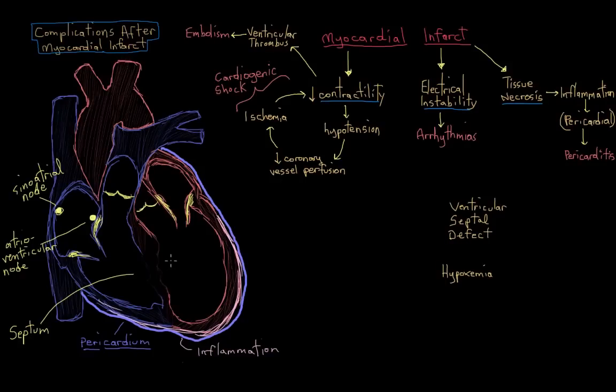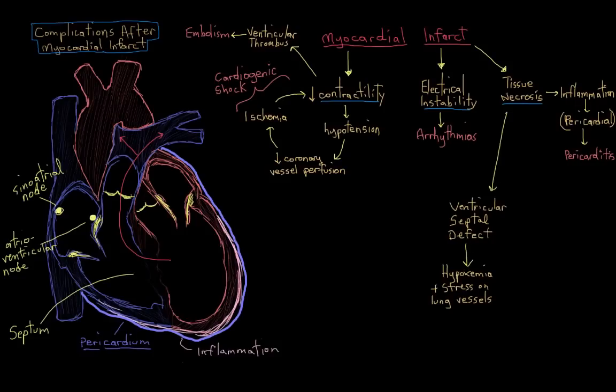A ventricular septal defect would also cause some damage to the arteries in your lungs, because if you can imagine, blood from this high pressure system on the left side of your heart would cross through this defect over to the right side of your heart and be pushed up into your pulmonary circulation. That's not good for your pulmonary circulation and can actually cause some pretty big damage there.